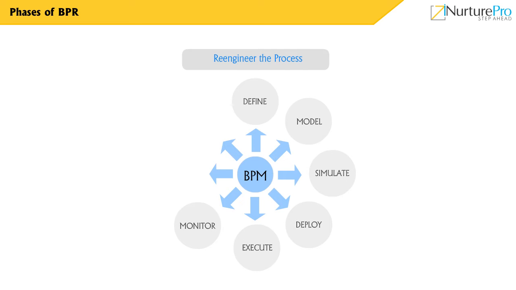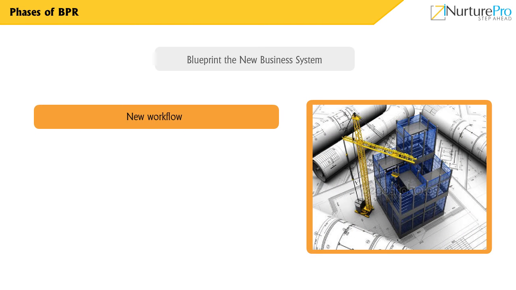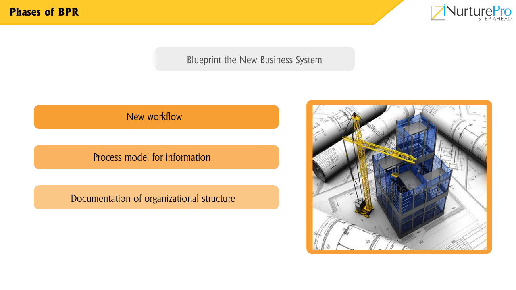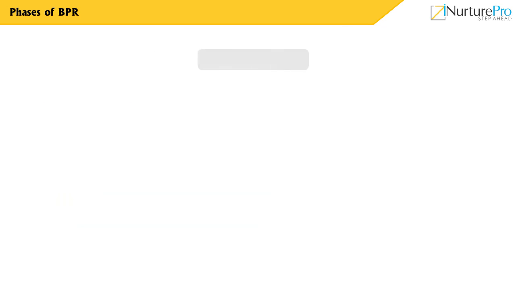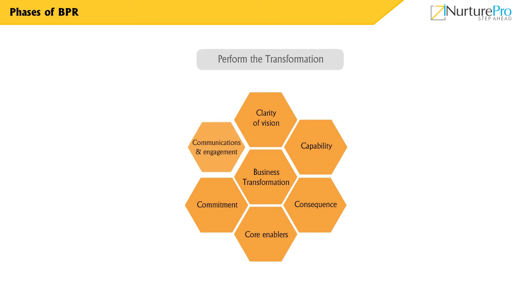New process ideas can be created using BPR principles. Before taking any decision, the client's view is important. The blueprint of a process includes the new workflow, process model for information, documentation of organization structure, and the technology specifications to support the process. For transformation of a process, develop a migration strategy and create an action plan.